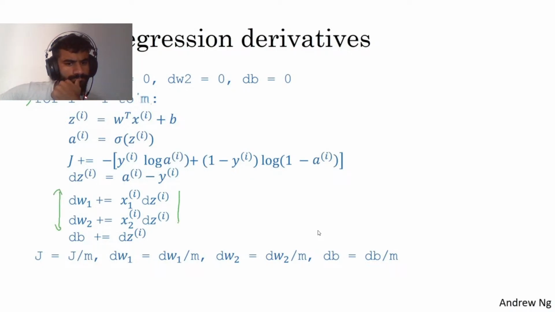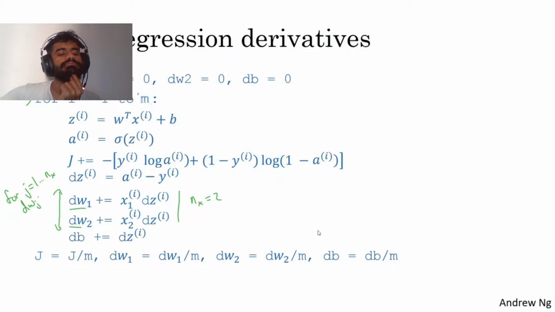So in our example, we had nx equals 2, but if you had more features than just two, then you need to have a for loop over dw1, dw2, dw3, and so on. So it's as if there's actually a for j equals 1 to nx, dwj gets updated, right? So we'd like to eliminate this second for loop. That's what we'll do on this slide.